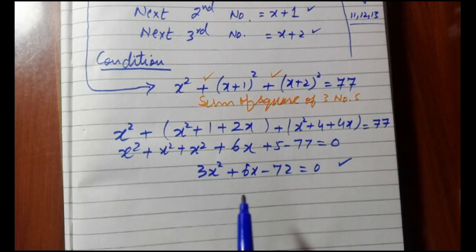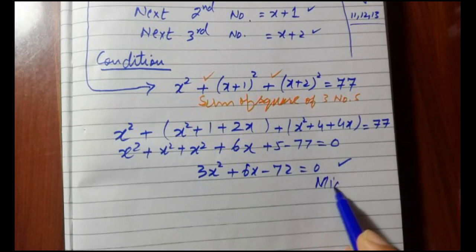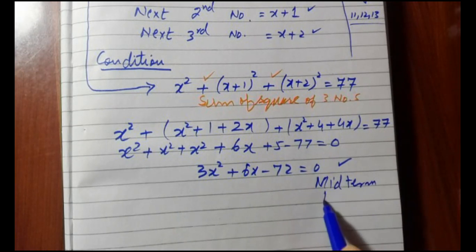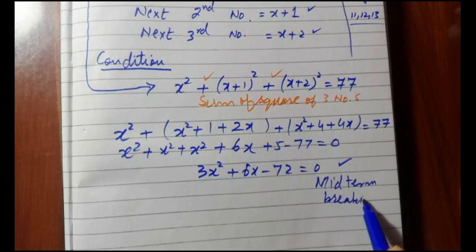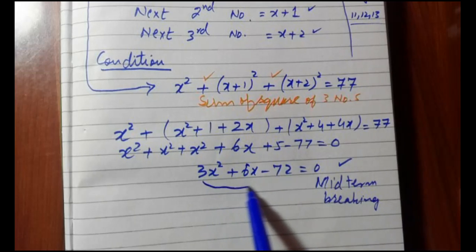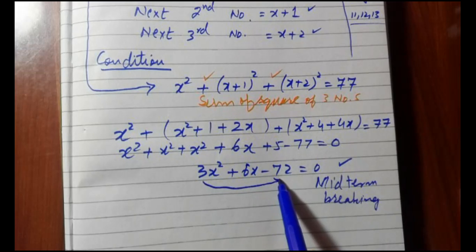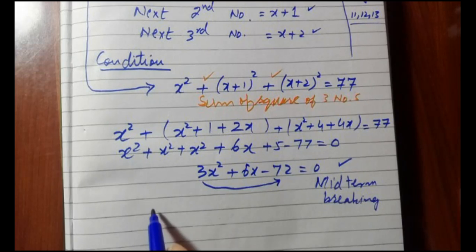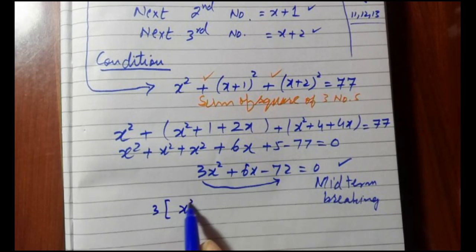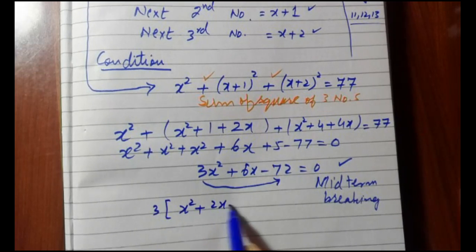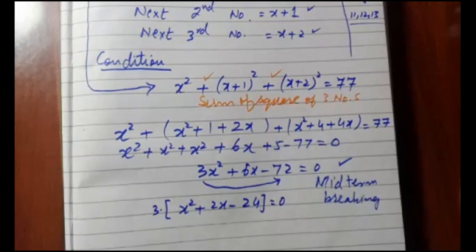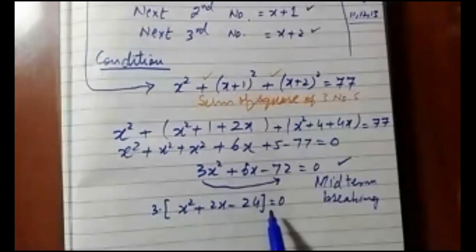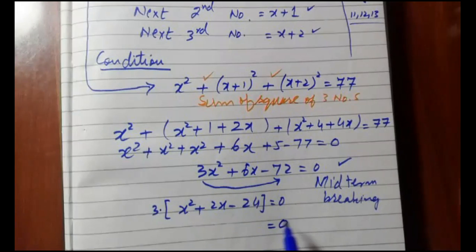So we are going to use midterm breaking again to make factors of 3 times 72. One more thing: if we use the rule of factorization, that is taking common, and take out 3 common, the question will become much easier. We have just taken 3 common, and then you will see the statement becomes even simpler. 3 divided on the other side, 0 divided by 3, sorry, and this whole expression 3 will disappear.